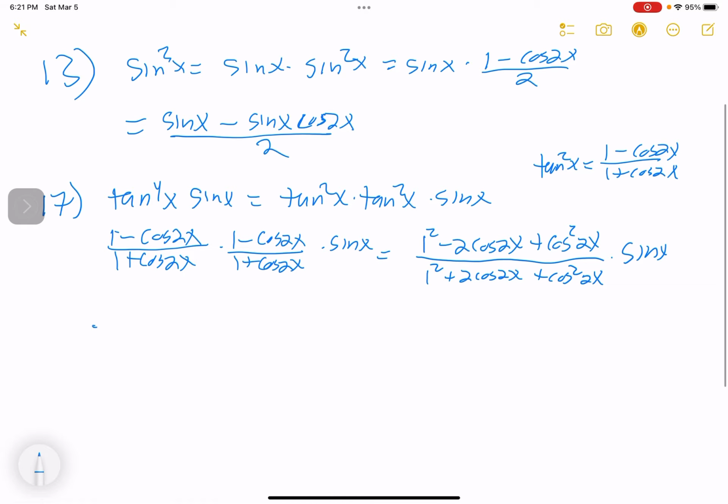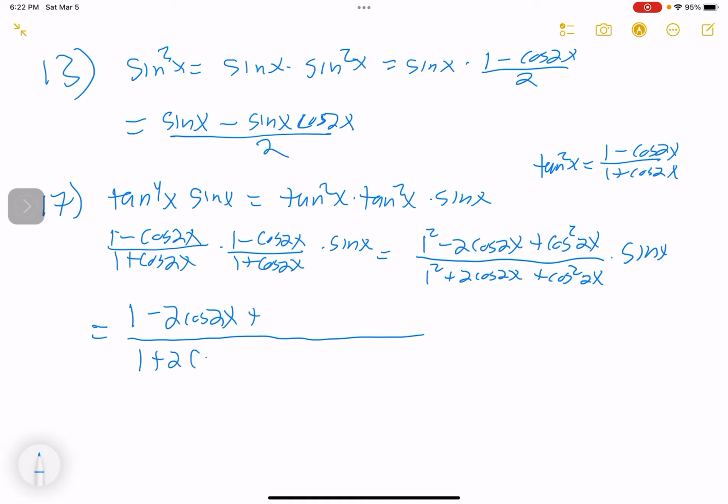And then we would have 1 minus 2 cosine 2x plus, now here's an issue. We have a squared, but we're not supposed to have a squared in the numerator and denominator. So we have to do the conversion again. And so the cosine squared reduction formula is going to be 1 plus cosine of 2x over 2. And we still have this times sine x.